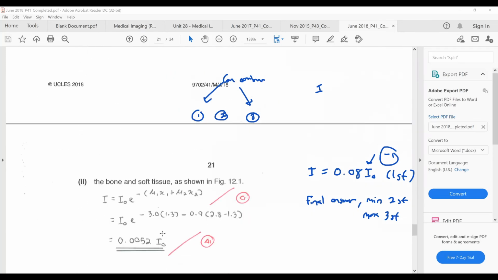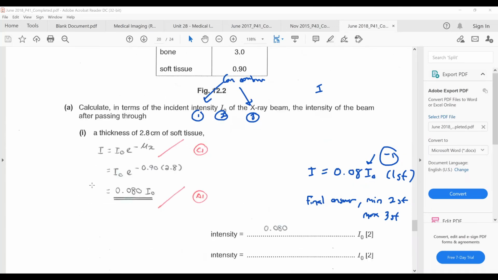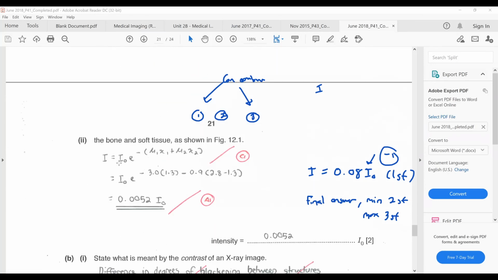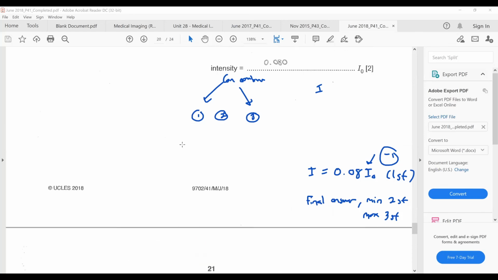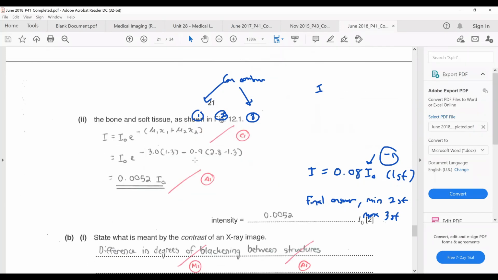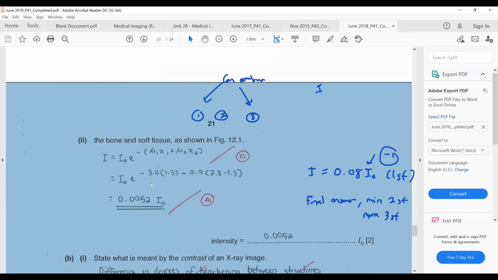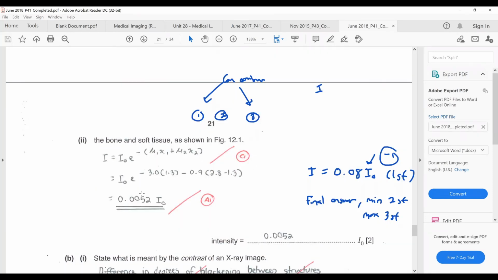That's why here in the working, if you wanted to find out the intensity I in terms of the I naught, you can still use this equation, I naught exponential negative mu1 x1 plus mu2 x2. But the thing here is that I actually added the muscle here and the muscle here together already. You can do that. Just make sure you use the total thickness of that soft tissue. Then you get the answer at 0.052 I naught.